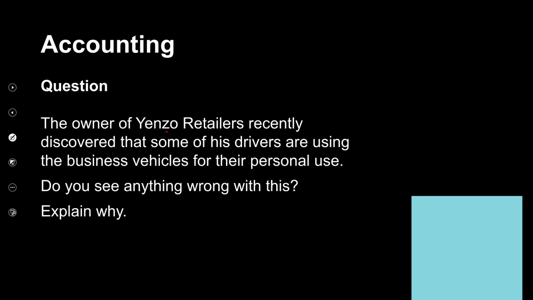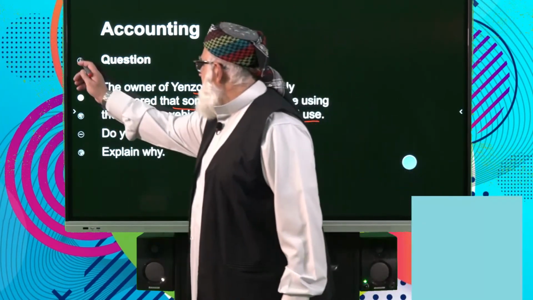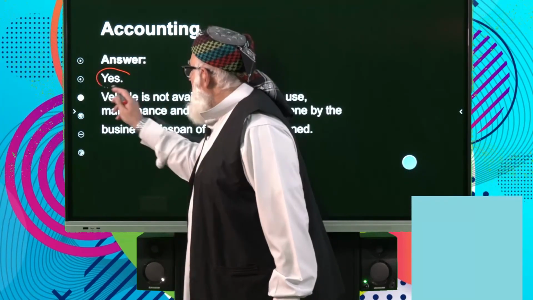The owner of Yenzo Retailers recently discovered that some of his drivers are using business vehicles for their personal use. Do you see anything wrong with this? Explain why. Is there anything wrong? Of course there's something wrong. Definitely there's something wrong. What's the problem?